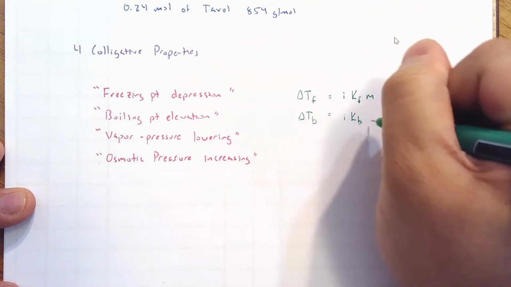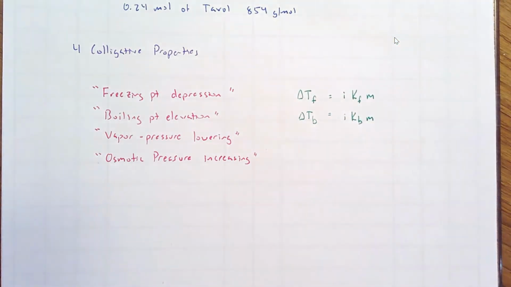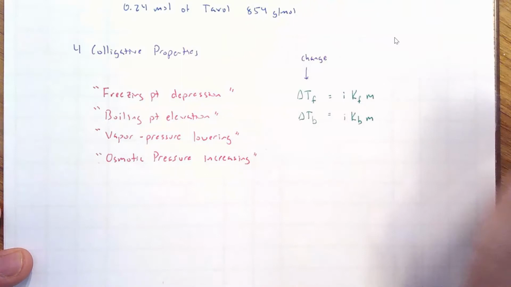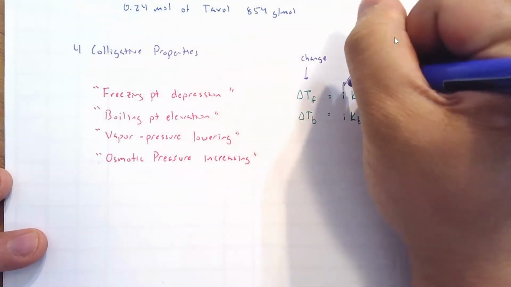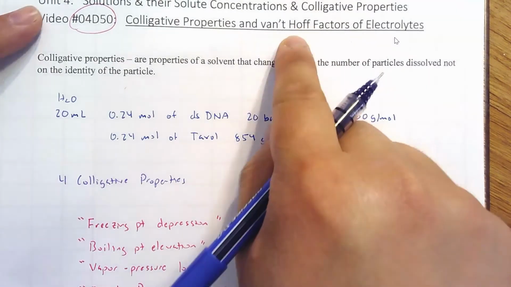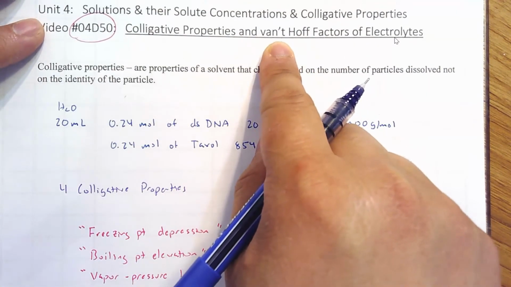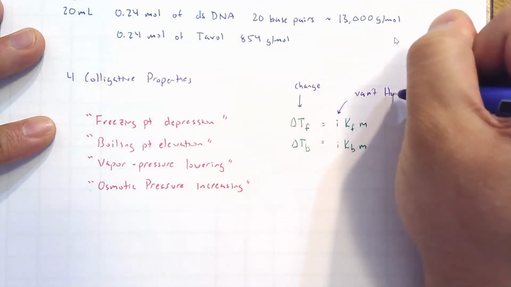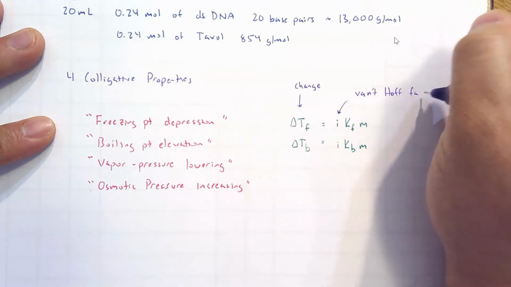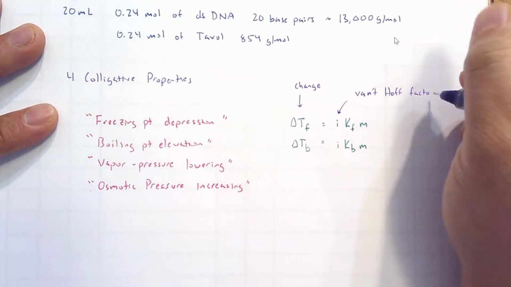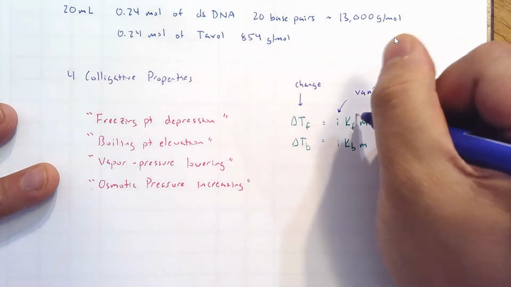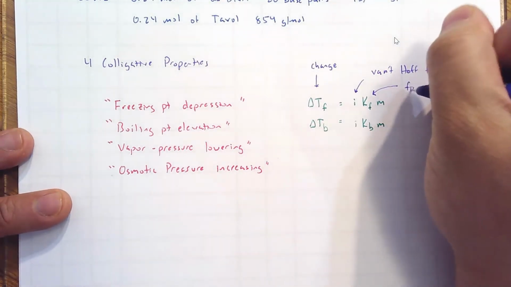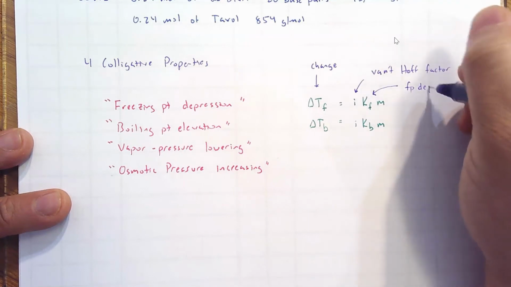And this has the analogous constant. This is a change, and it's going to be positive. This i is what I'll explain for the rest of this video, this Van't Hoff factor. For many problems that you'll do, it's just going to be 1, so it doesn't affect anything. Again, this doesn't really have a fancy name. It's just the freezing point depression constant.